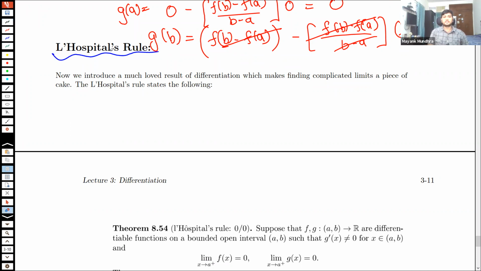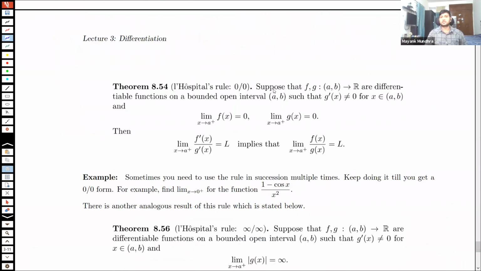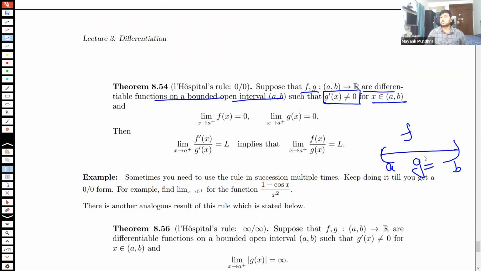Right, now the final thing is L'Hopital's rule, the last application of this thing. L'Hopital's rule is very straightforward. It says that suppose you have functions f and g, which are differentiable on some bounded interval a to b, such that the derivative of the denominator function is not 0 at any point in a to b. So we are considering two functions on the open interval a, b. One is the numerator function f, the other is the denominator function g, and g prime should not be equal to 0. g can be 0, but g prime is non-zero. But obviously g also would not be 0 anyway.